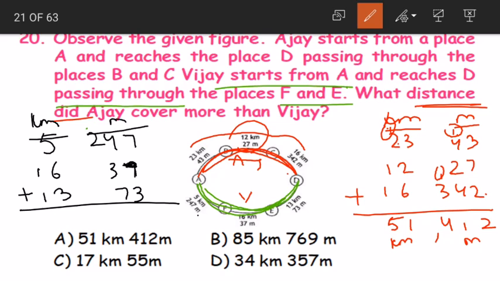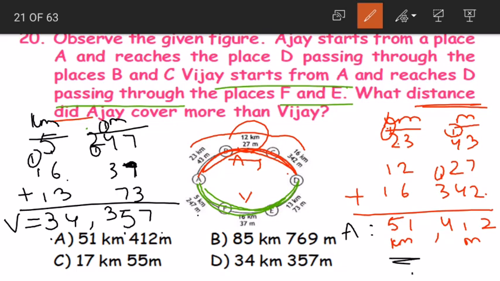Now 7 plus 7, 14 plus 3, 17. 5, 8 plus 7, 15, 3. Now 5 plus 6, 11, 11 plus 3, 14. Now 34 kilometers and 357 meters. This is the distance travelled by Vijay, and Ajay travelled 51 kilometers and 412 meters. Now Ajay has travelled more distance. Yes or no? Yes.